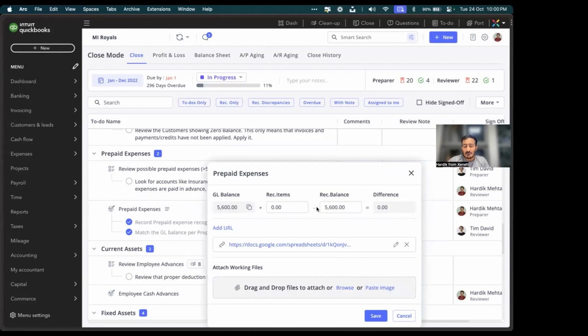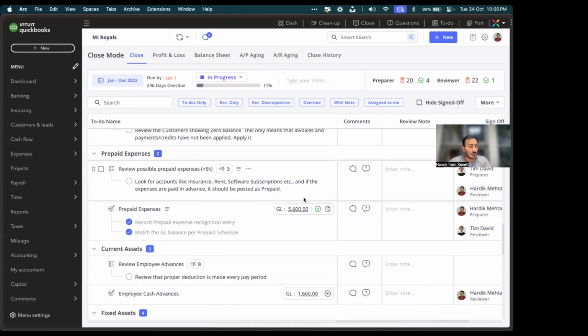My staff would come here and just put the reconciled balance, because this will force them to confirm that whatever balance they are writing here is all verified, all confirmed, and matching with this schedule. So this practice has been really helping us. All right. So that's pretty much it about the prepaid expenses that we follow.